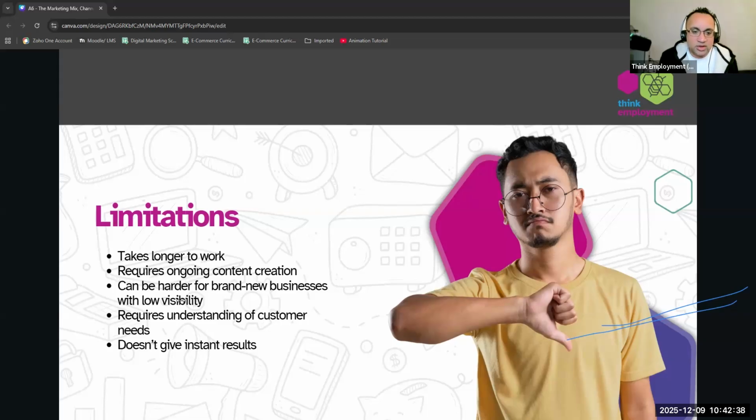It also requires understanding of customer needs. Obviously, you need to do your research and everything else, so if you don't do that, that is also a limitation. It doesn't give instant results, so it's going to happen over time. So it doesn't work for some companies. They would do push marketing first, and then slowly they'll get into pull marketing.